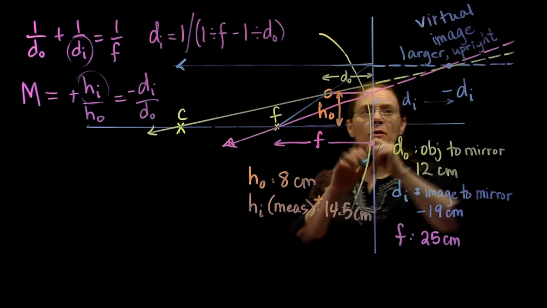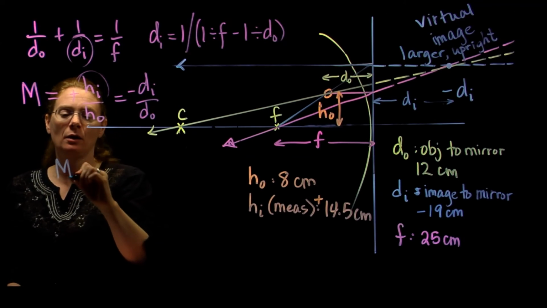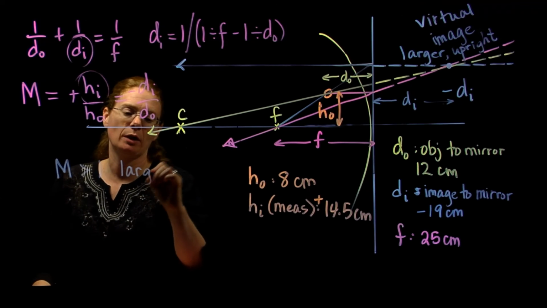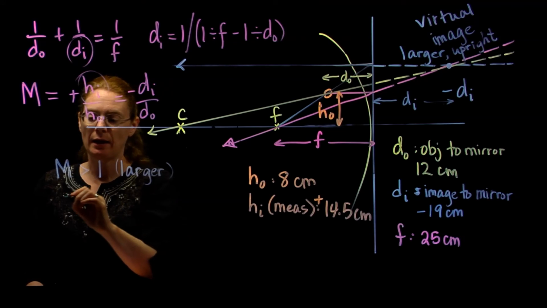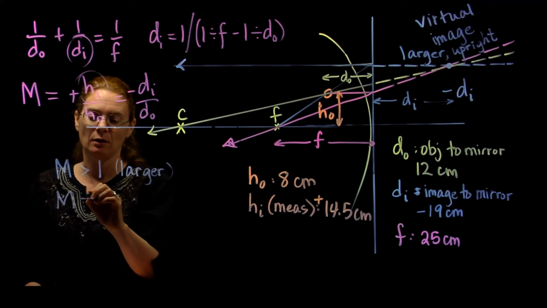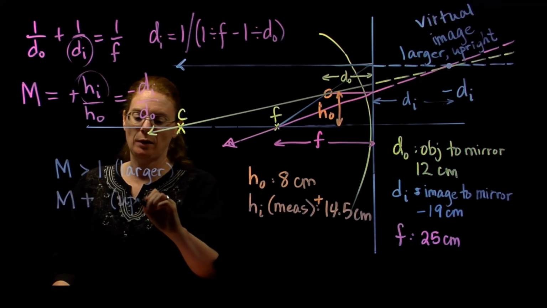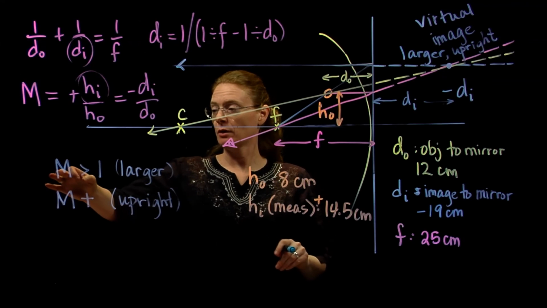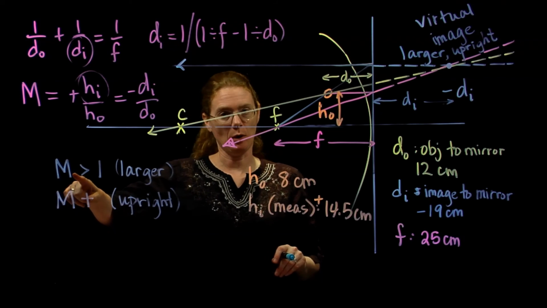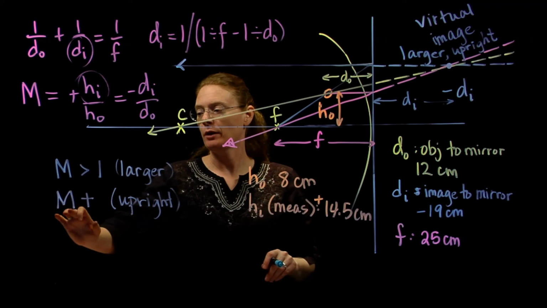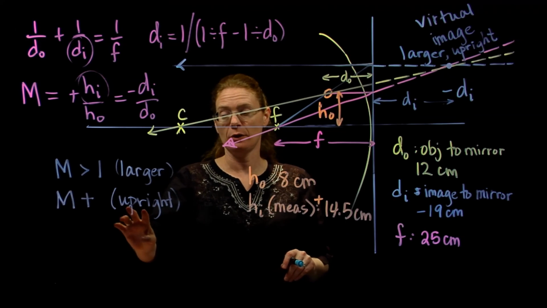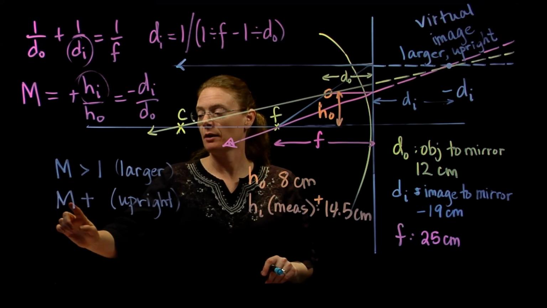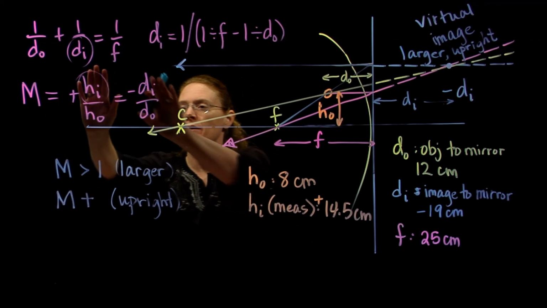Larger means that my magnification should be bigger than 1. And my magnification should be positive to make it upright. So those are both different than what we had last time. Whereas with a real image, we had a magnification smaller than 1 because the image was smaller, and we had a negative magnification because the image was inverted. So because it's larger, I would expect a magnification bigger than 1, and because it's upright, I should have a positive magnification factor.